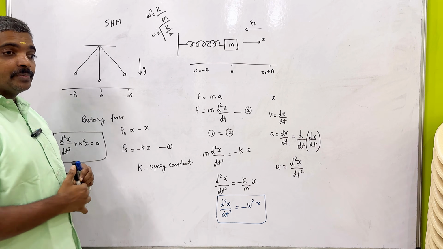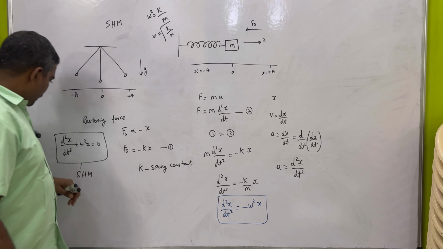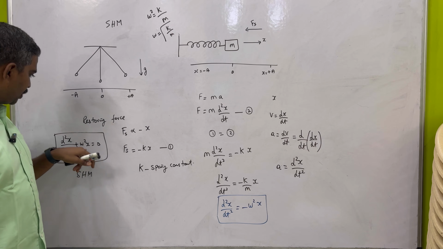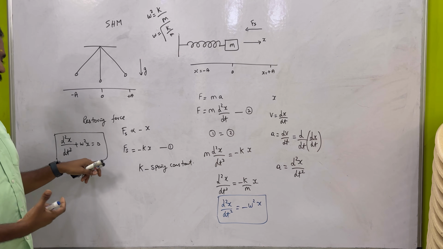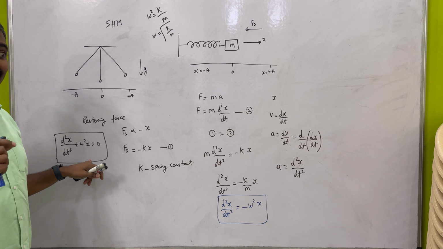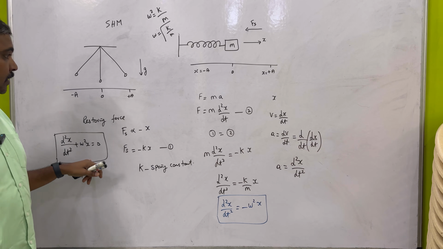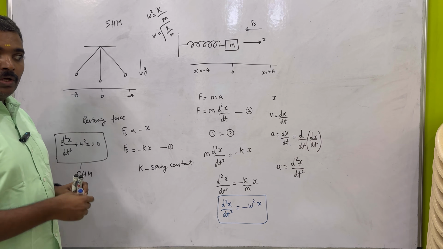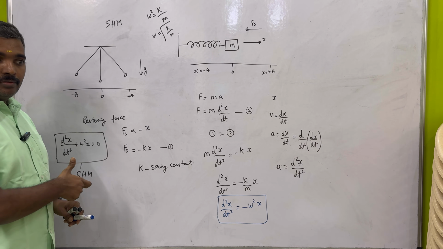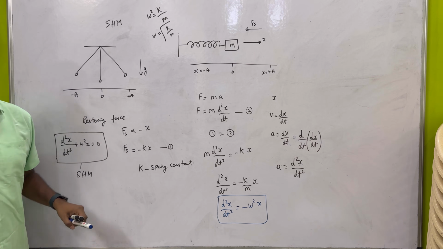If you have any doubt, you can ask me now. So d square x by dt square plus omega square x is equal to 0. This is the equation of simple harmonic motion in differential form. In the next class, I'm going to teach you how to verify this. Okay. So I just stop at this point.